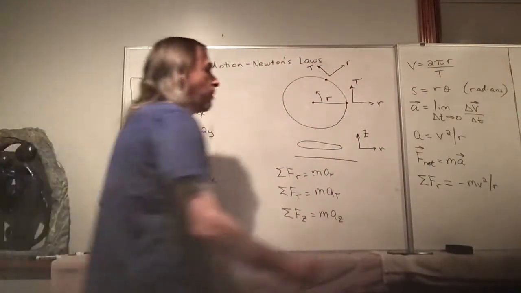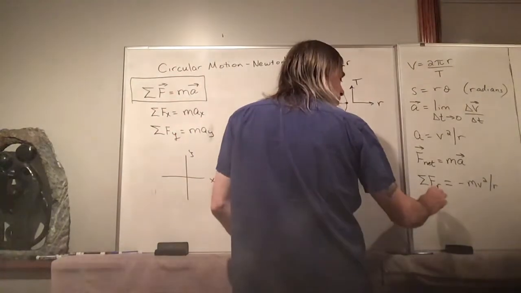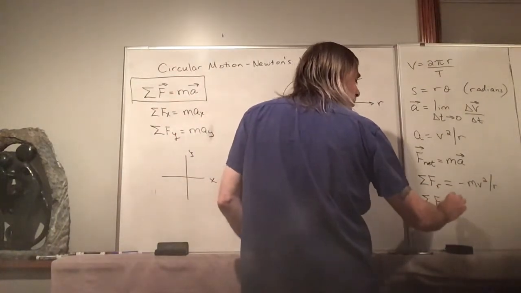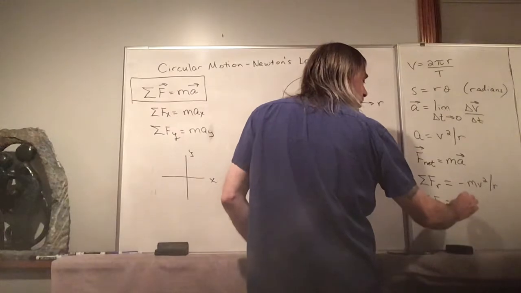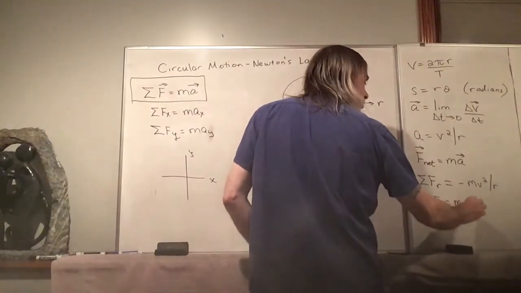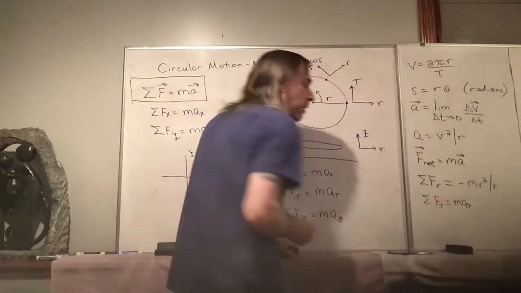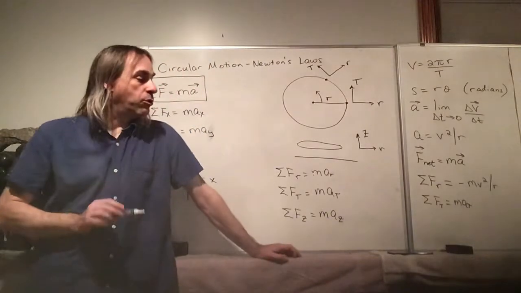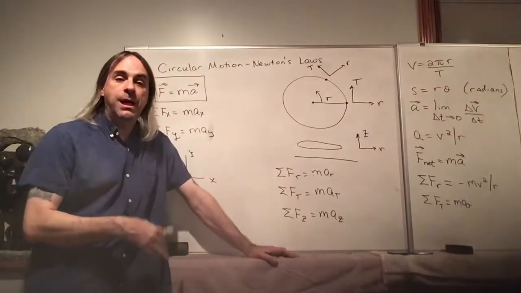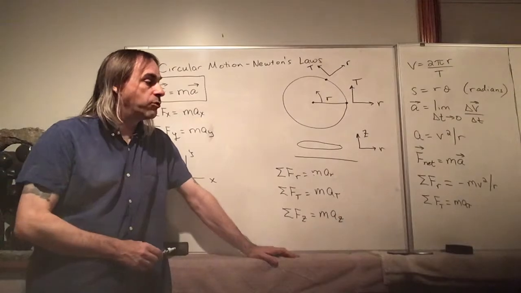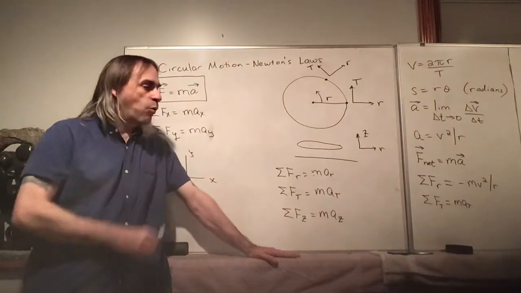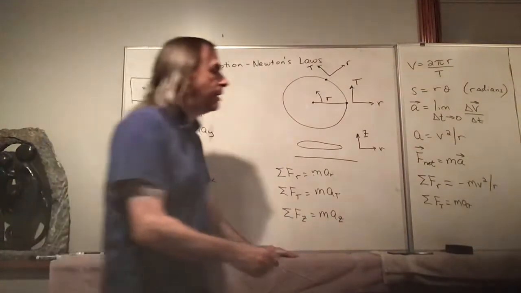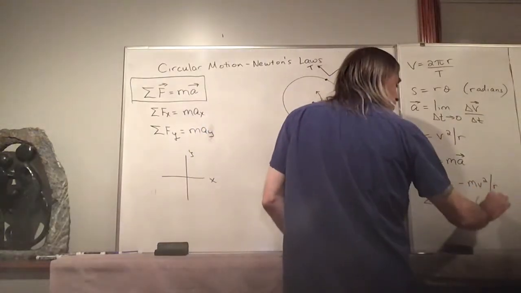And then the other two equations, we leave them alone. However, let's look at the net force in the tangential direction. That's mass times acceleration in the tangential direction. And if we're in uniform circular motion, this would be equal to 0.